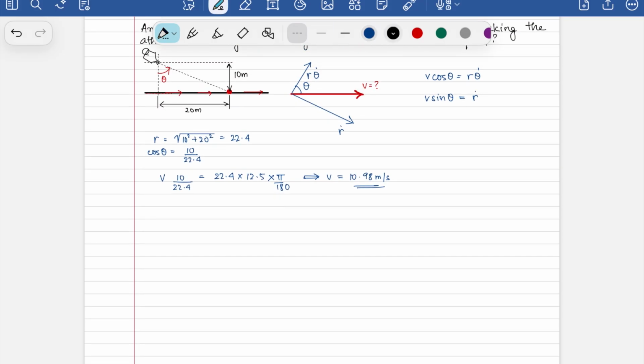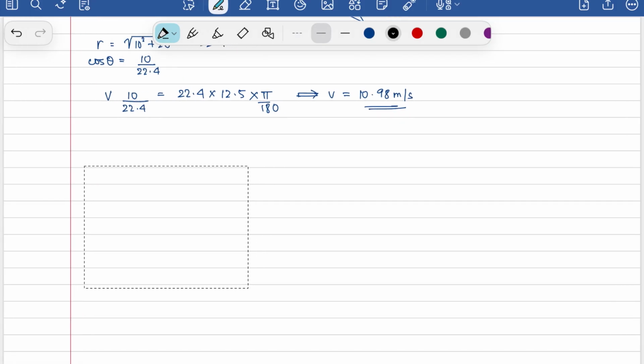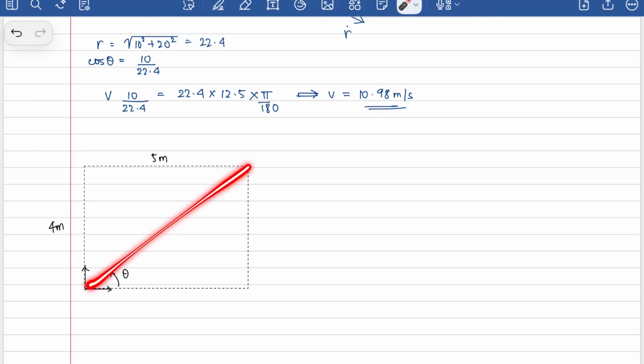So you have, let's set some reference frame here, and this here is your reference frame at a distance of 5 meters, and at an angle theta being measured this way. Here you have that this is 4 meters. Okay, so of course you can find now what is this radial distance.